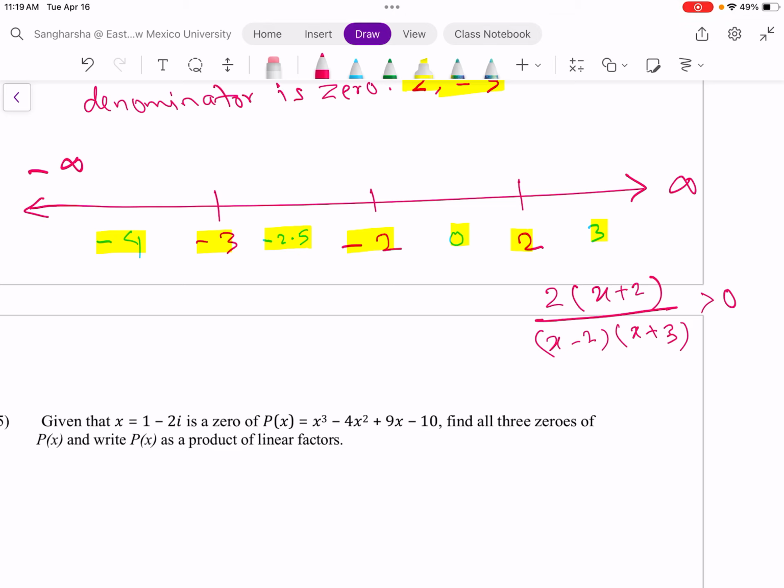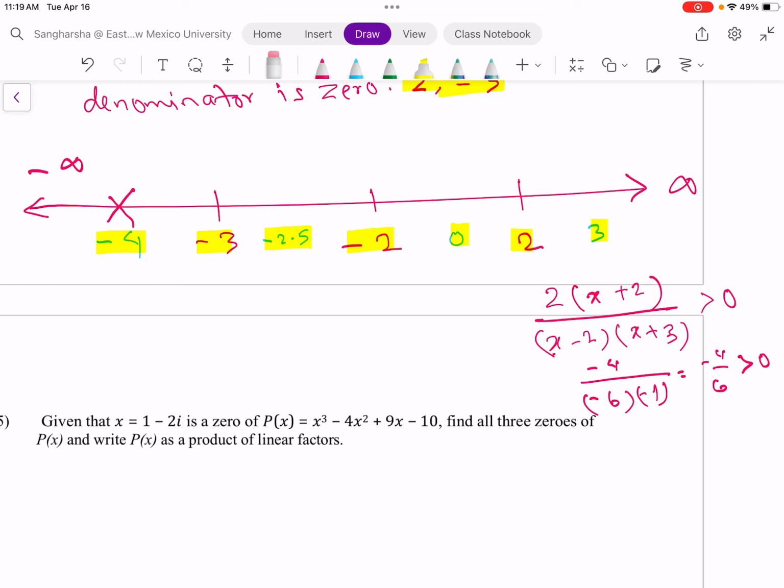So you substitute negative 4 for every x. We have 2 times (negative 4 plus 2), which is negative 2. Negative 2 times positive 2 is negative 4, so we have negative 4 in the numerator. Then negative 4 minus 2 is negative 6, and negative 4 plus 3 is negative 1, so the denominator is positive 6. So this is negative 4 divided by positive 6, and it is greater than 0. Is it true or false? False, right? So this interval is not a solution.